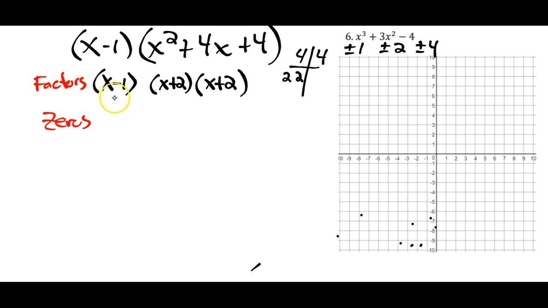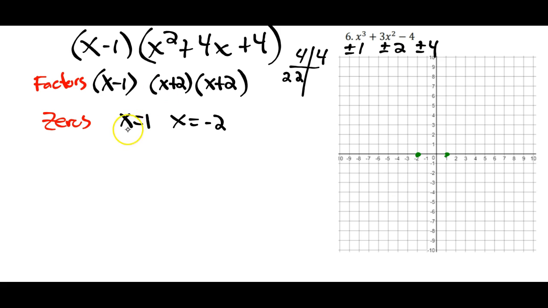So the zeros are going to be, set each factor equal to 0. You got x equals 1 and x equals negative 2 and x equals negative 2. So I don't have to list that twice. Let's go ahead and graph those zeros. You got x equals 1. Oh, my wrist is putting all sorts of marks on the board here. You have x equals 1 and x equals negative 2.